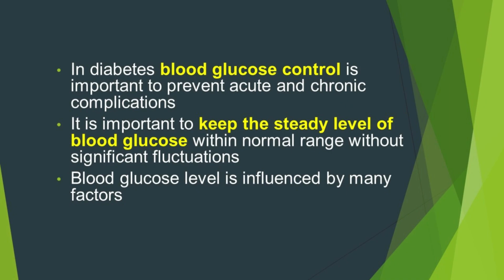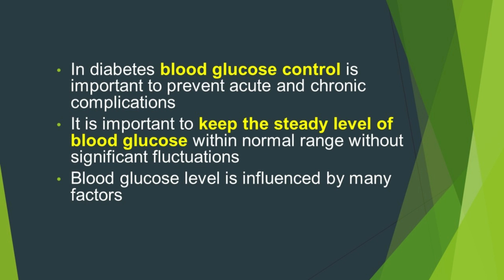In patients with diabetes mellitus, the blood glucose level is generally high. When the blood glucose level is high, they tend to develop acute and chronic complications. So to prevent them developing these complications, we have to maintain their blood glucose level within normal ranges. In another video, I'll be showing you how people develop diabetes mellitus and what their clinical features are.